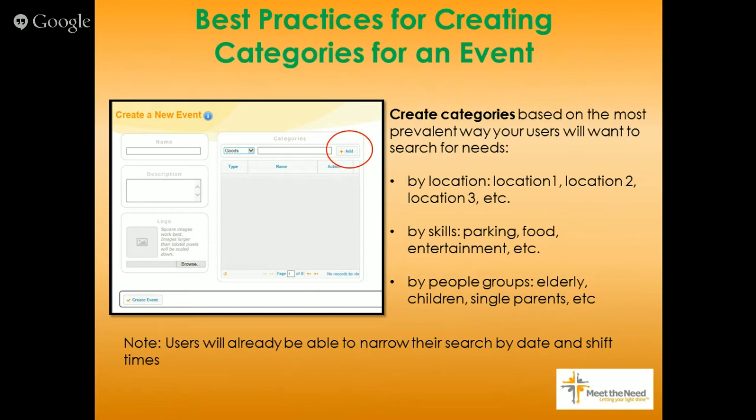So you don't want to do your categories by date or by shift, but use this section to narrow it down even further by either location, by skills, or by people groups. And really, you want to pick the one where you think the end user is going to be wanting to search by most. If location is important because you have multiple locations, then do it that way. If people groups is a big thing for your members and that's how they primarily search, then choose people groups.